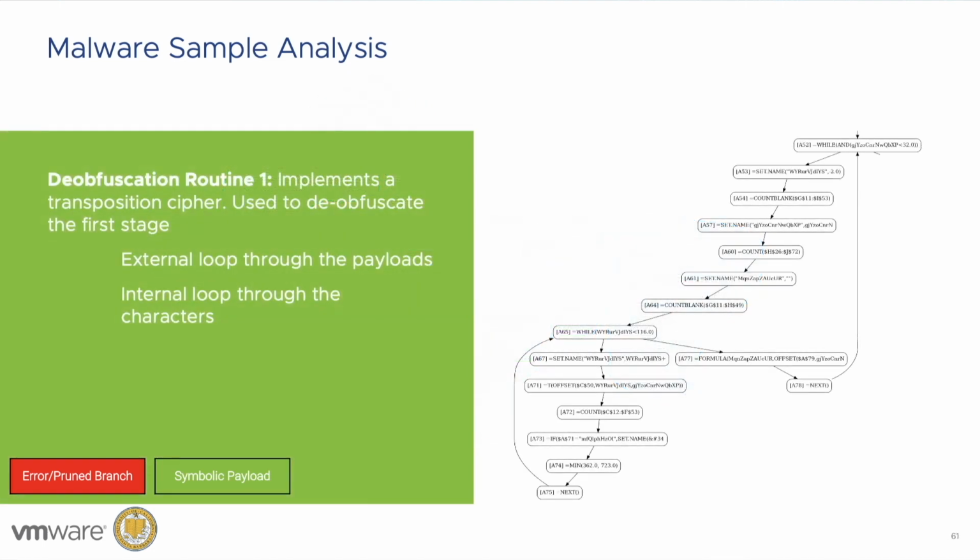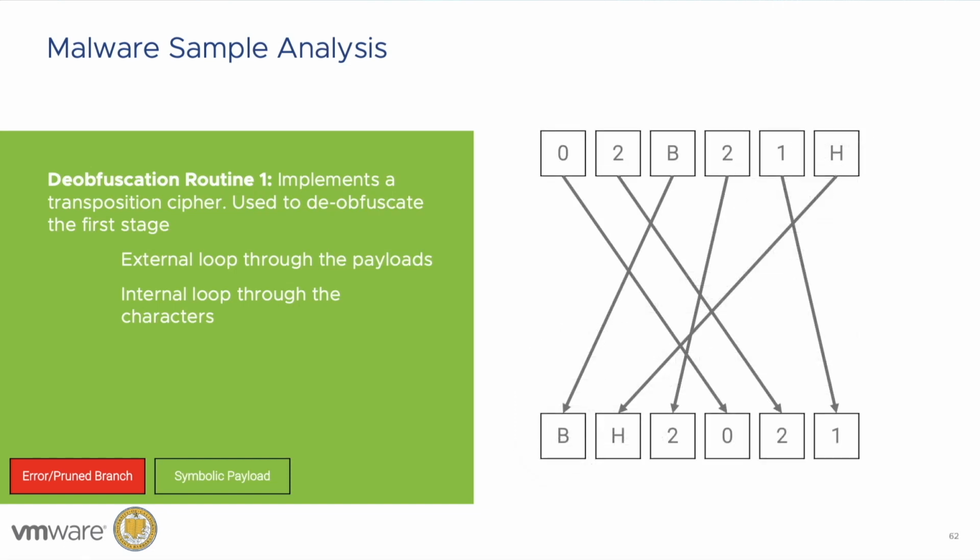We start executing this sample from deobfuscation routine 1, which implements a simple transposition cipher which is used to deobfuscate only the first stage. This cipher will loop through all the payloads and through all the characters and generate from the obfuscated payload the deobfuscated payload for stage 1. This looks something like this. The malware sample will simply rearrange some values from memory and thus generate the deobfuscated payload.